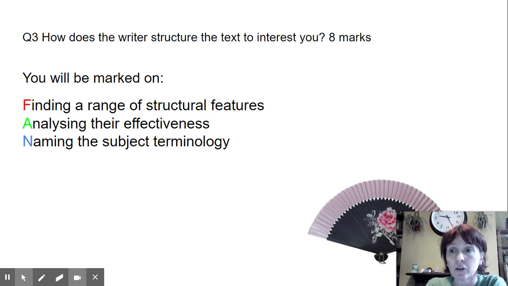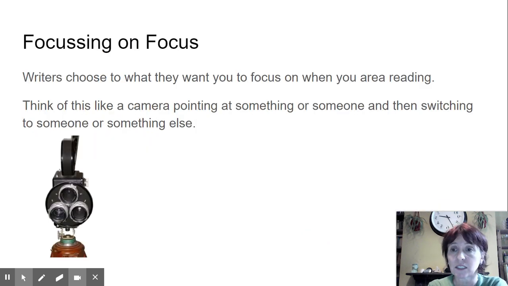And you'll be marked on F, finding a range of structural features, analysing their effectiveness, saying why they work, and N, naming the subject terminology. So naming those structural features that we've just been talking about. It might be as simple as saying "the writer begins with", and that's fine, that's naming. But we'll talk more about that in a second.